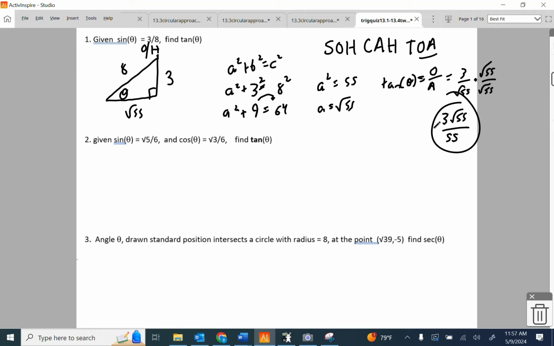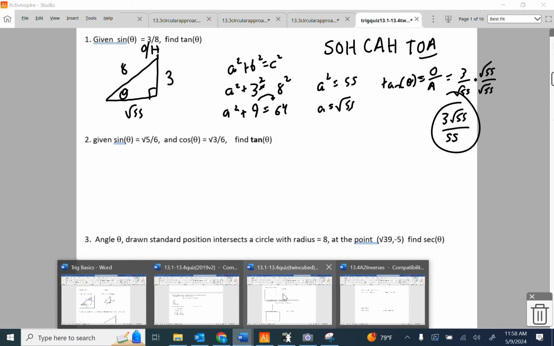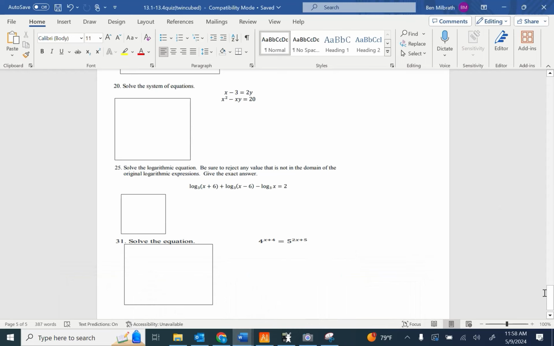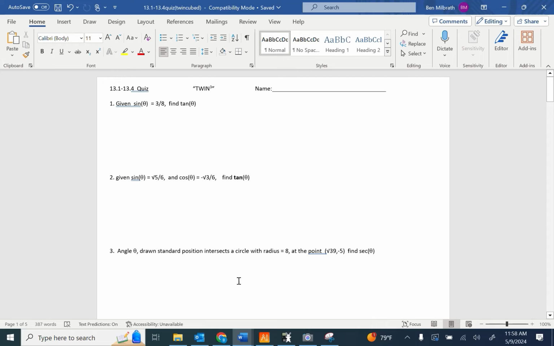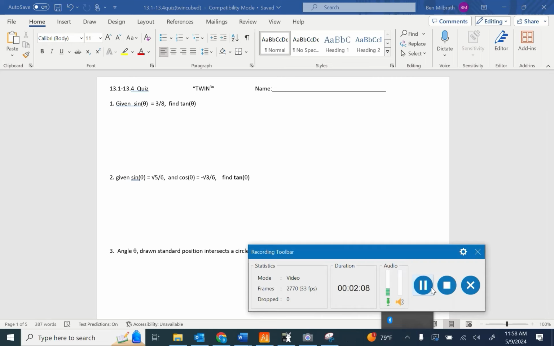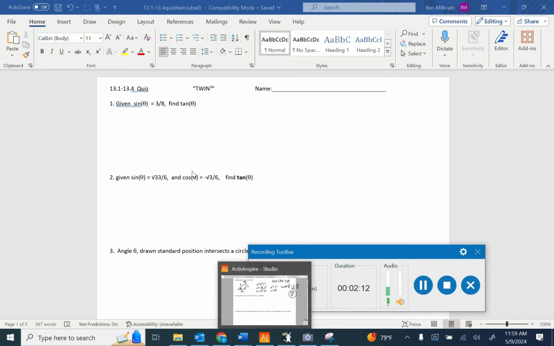Number 2, given sine of theta is root 5 over 6 and cosine of theta is something's wrong. One of them is supposed to be a negative. I changed that problem. Cosine is negative root 3 over 6. This problem is flawed too. Let's pause this real quick. That thing has 2 issues. Anyways, I had to fix the problem because the numbers weren't right and one of them was supposed to be negative.